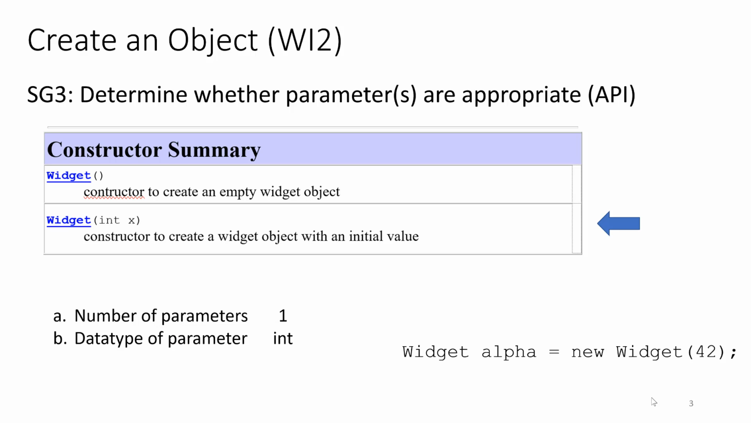Notice in this case we have combined subgoal 1 and subgoal 2 along with subgoal 3. We have the declaration, Widget alpha, along with the assignment statement is assigned new Widget, and the parameter in this case is the value 42. That is the end of this worked example.